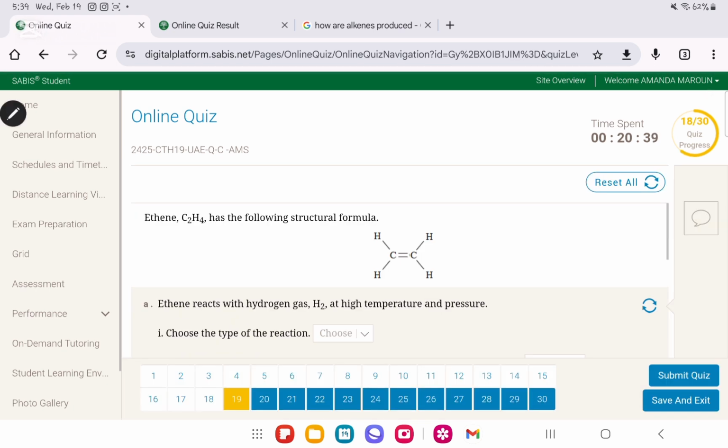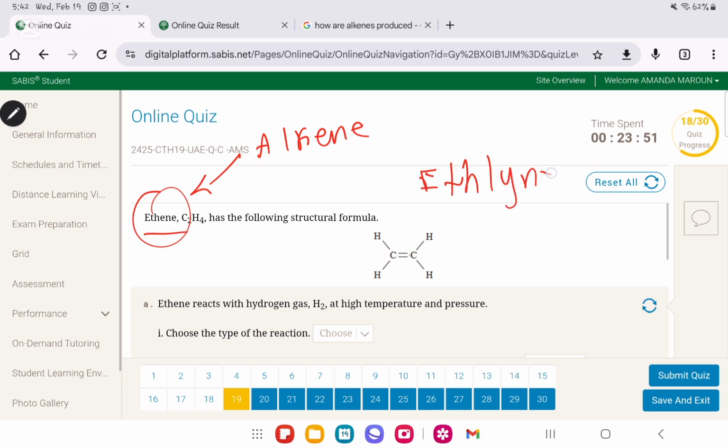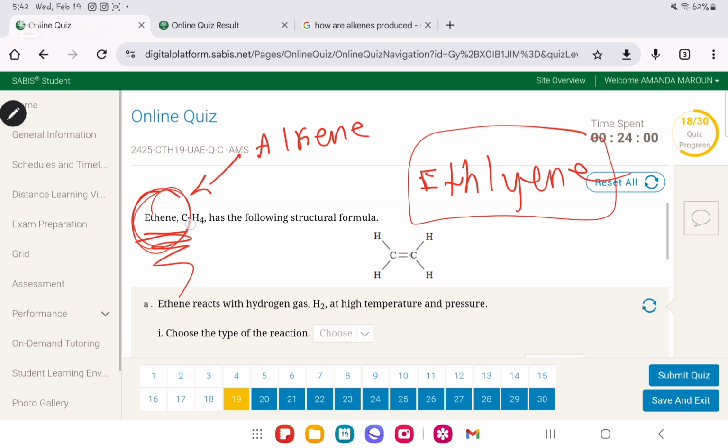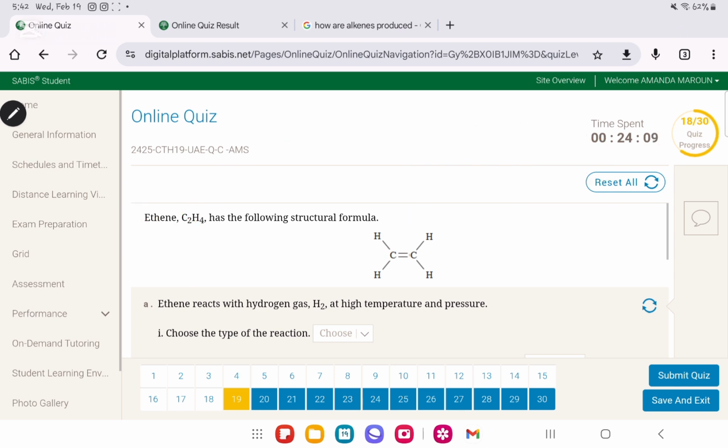We move on to question number 19. Ethene, C2H4, has the following structural formula. Ethene reacts with hydrogen gas. Ethene is an alkene for sure. So again, as I said before, you can call it ethylene or ethene. Either way works, but this is the recommended way. If they want it like this in the exam, then yes, you can name it ethene. And please, I do recommend that you name it ethene, because I think this is how the school wants us to name it.